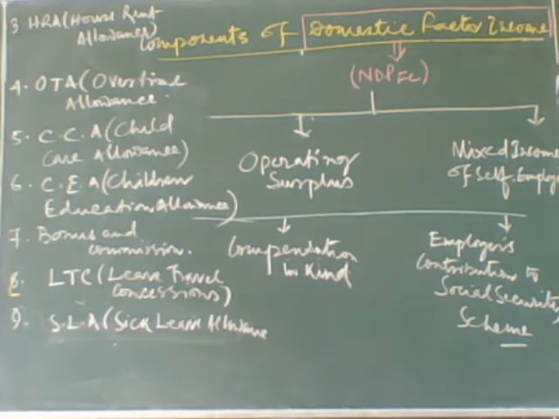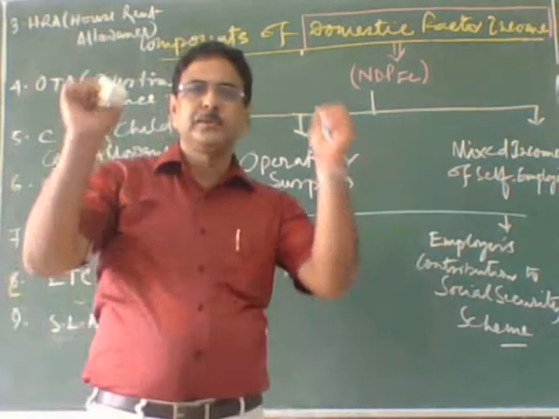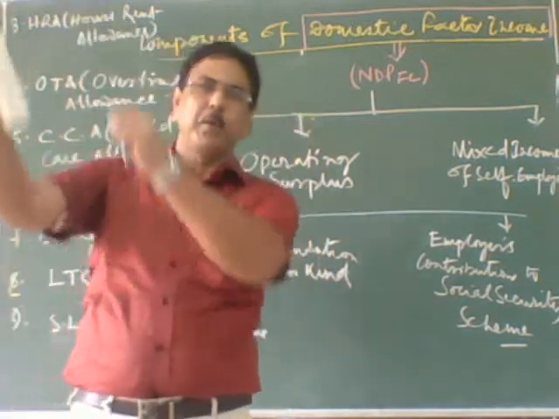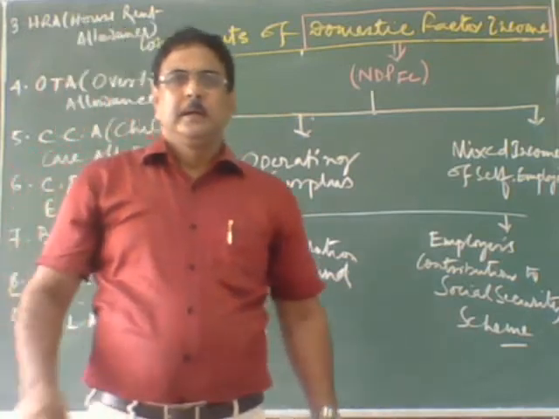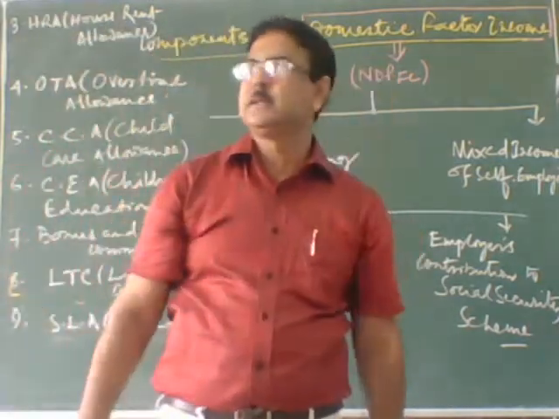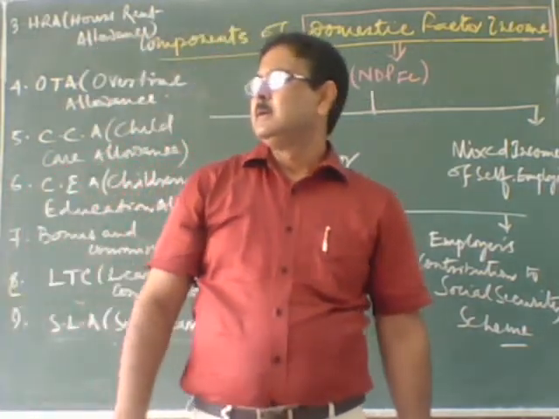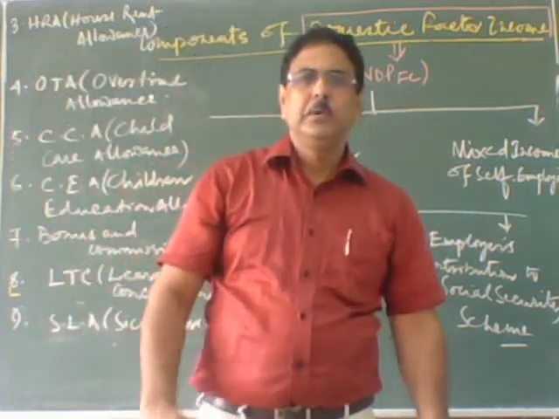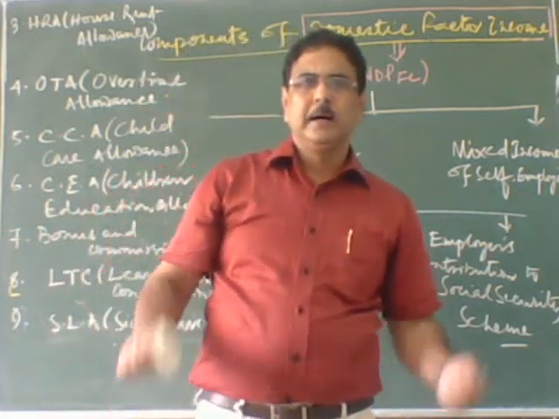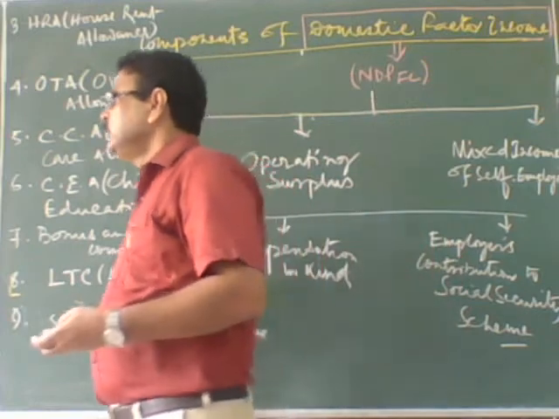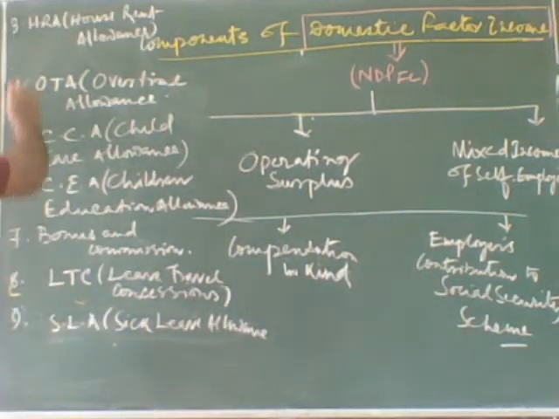Next, HRA, house rent allowance. House rent allowance is an allowance paid by the employers to their employees as compensation for rent for residing in their houses. That means whenever people do some work for the government, the government will give some HRA to their employees.